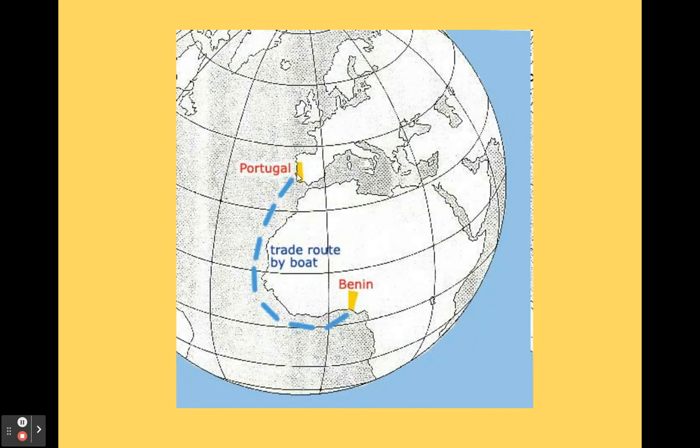All right, so here is Portugal on the map. Here is Benin. As you see, it's not too far away from Ghana, Mali, Songhai. And then the slaves could go up here, or eventually they would start going over to North and South America.